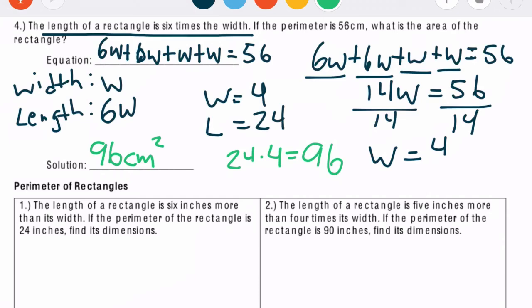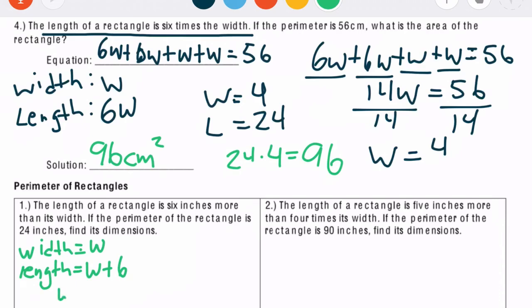So we need to define our variables again. I'm going to try to write small because these boxes are a little small on my screen. Anyways, the width is going to be W. The width can be W for all of these. And then we need to define the length in terms of the width. So the length of a rectangle is 6 inches more than its width. So we're going to represent that with W plus 6.